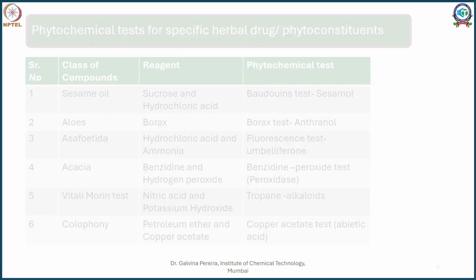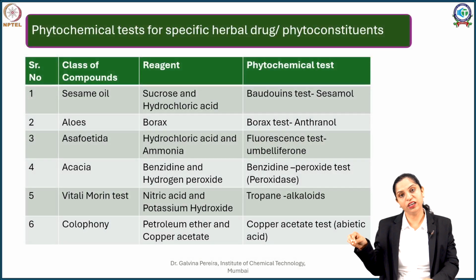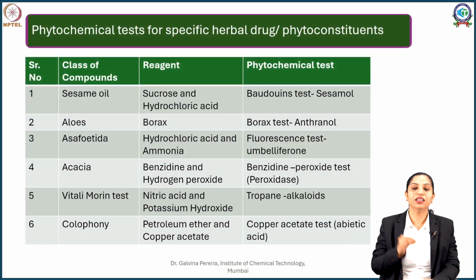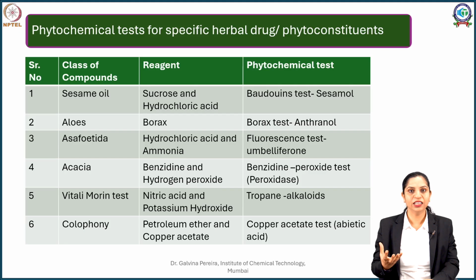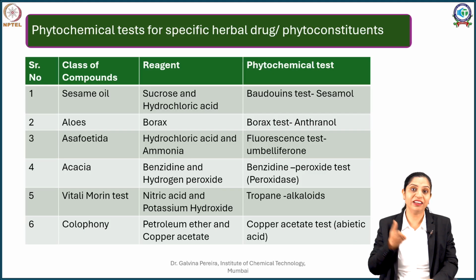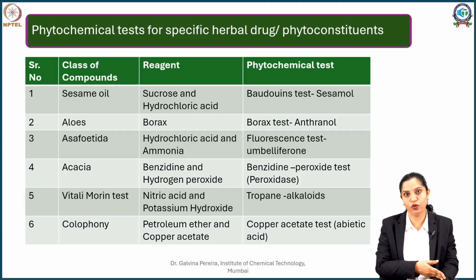Now, in certain cases, it is not a class of phytoconstituent that is detected. Sometimes you check for specific phytochemicals. Say for example, I want to check whether the sesame oil given to me is genuine or not. In that case, I will do my Bowdoin's test, which is more specific for sesame oil, rather than doing a test for lipids. If you remember, your test for lipids was your saponification test. That is not going to tell me whether it is a sesame oil or a castor oil.